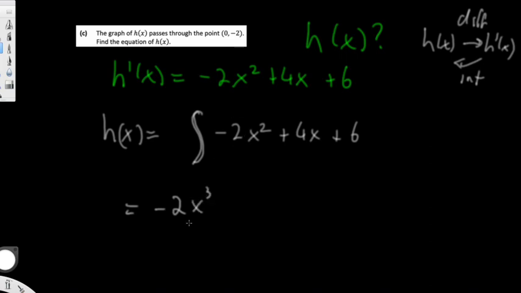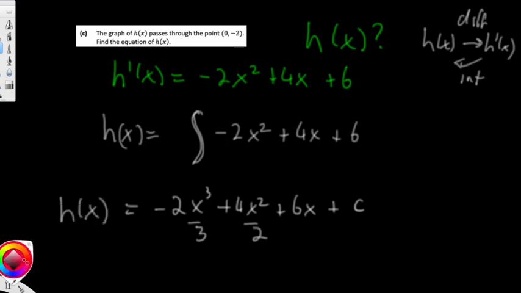x squared goes to x cubed over 3, plus 4 times x squared over 2, plus 6 times x, and then plus c. So h of x is equal to that. Now, this plus c, we don't have the answer yet, but we're told it goes through the point (0, -2). So we can sub that point in.